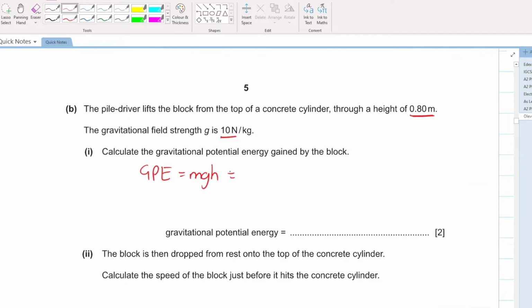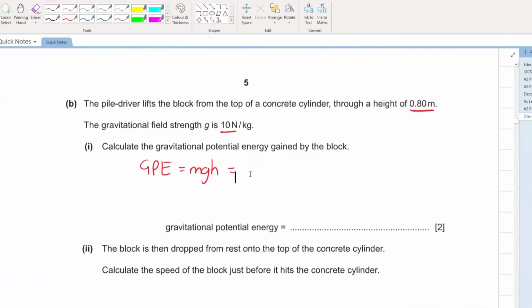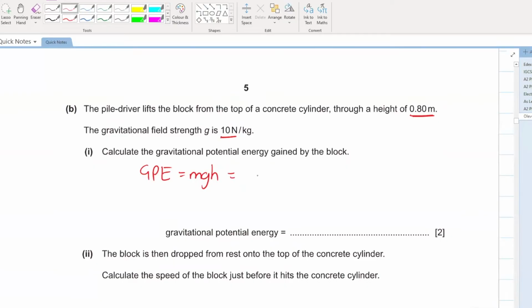mgh. What is the mass of the block? 2.9 into 10 raised to the power of 4. What is the gravitational field strength? 10. What is the height? 0.8. Can you calculate gravitational potential energy? Yeah, that is 2.3 into 10 raised to the power of 5 joules. That is your gravitational potential energy. Nothing complicated.